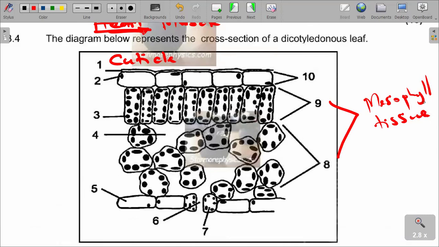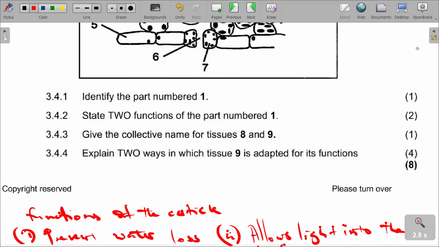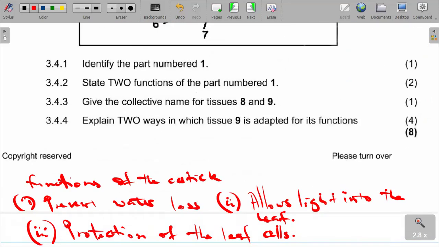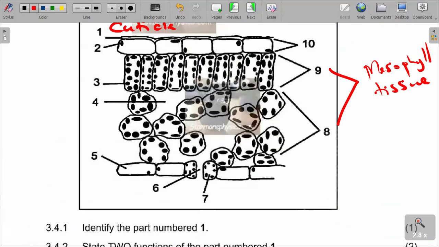It is actually the mesophyll tissue, number 8 and 9. And then explain two ways in which 9 is adapted to perform its function. Number 9, how is it adapted to perform its function? One, it is actually elongated and it allows deeper penetration of light.